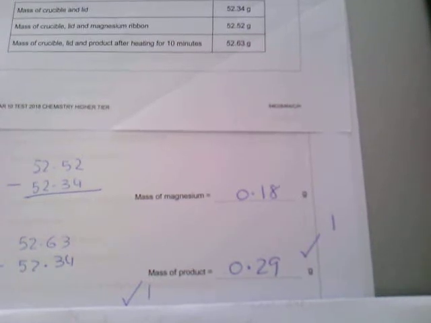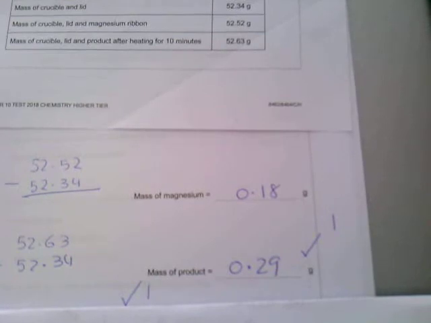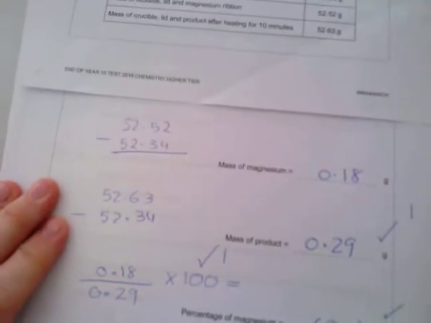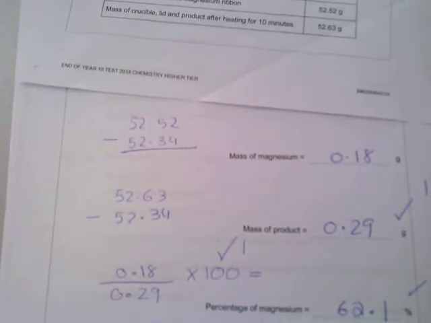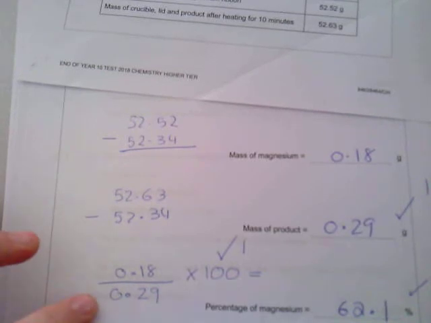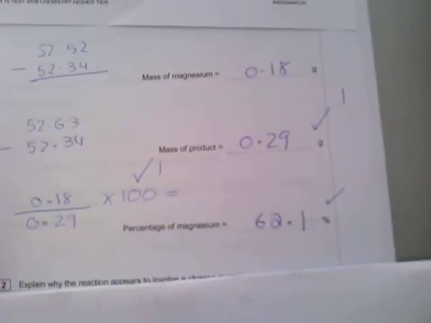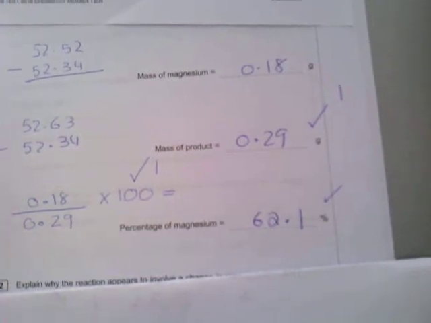You've then got to work out the percentage of magnesium inside that product. So there are 0.18 grams of magnesium, and you've made 0.29 grams of product. So 0.18 divided by 0.29 times 100 to get a percentage should give you 62.1%. In the mark scheme, they were keen to have it as a decimal percentage, so they didn't want you rounding it too much.